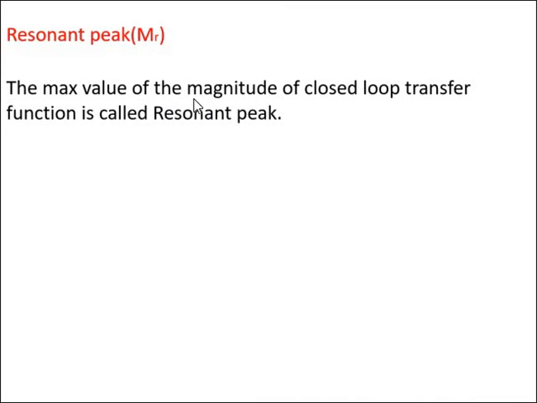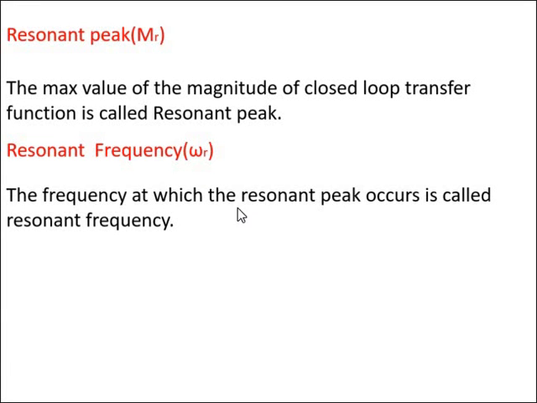The maximum value of the magnitude of closed loop transfer function is called as resonant peak. So this is the meaning of resonant peak Mr. The maximum value of the magnitude of closed loop transfer function is called as resonant peak. Second one, resonant frequency. The frequency at which the resonant peak occurs is called as resonant frequency. Where the resonant peak occurs, the corresponding frequency is called as resonant frequency.